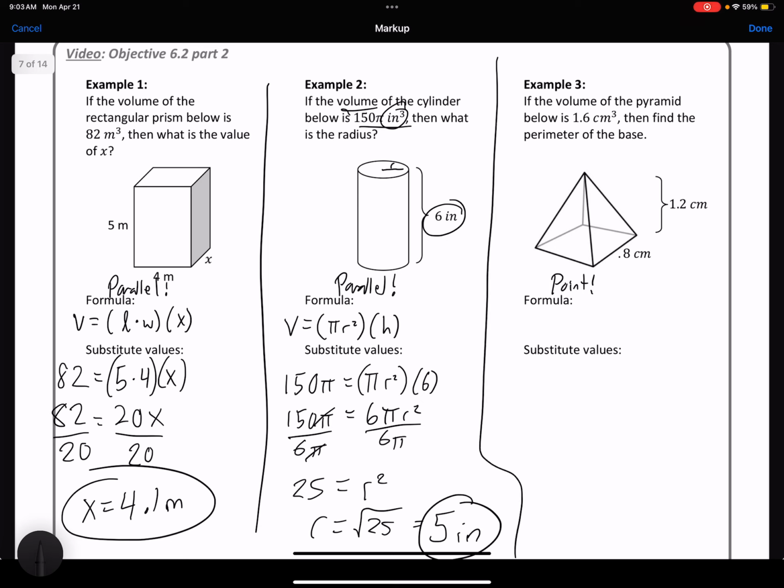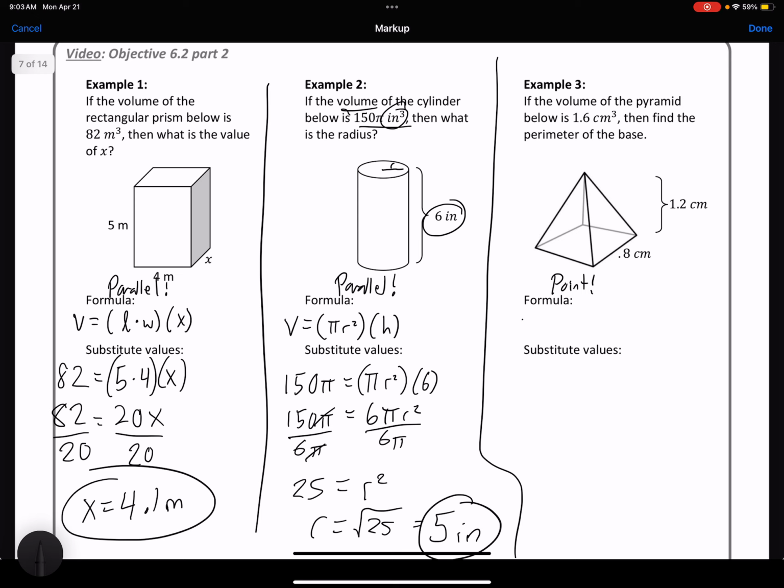Example number 3. If the volume of the pyramid below is 1.6 centimeters cubed, then find the perimeter of the base. Notice this one's weird. It says find the perimeter of the base. You got to read that very closely. Perimeter of the base.